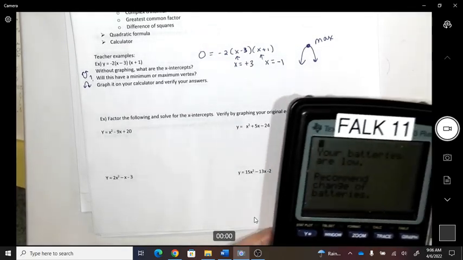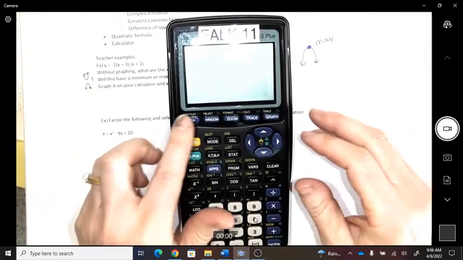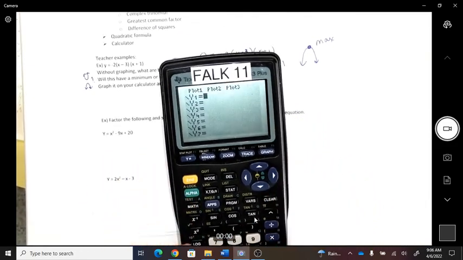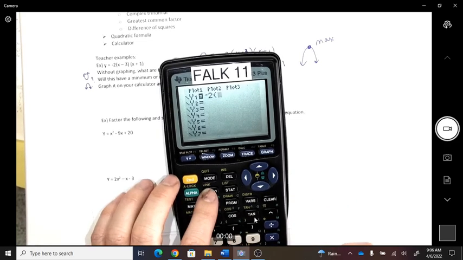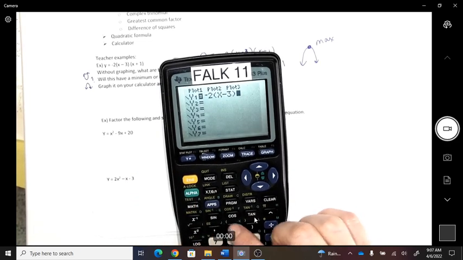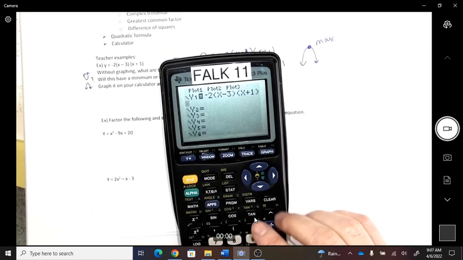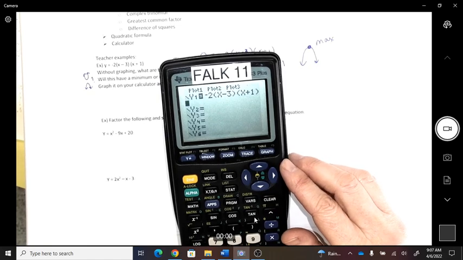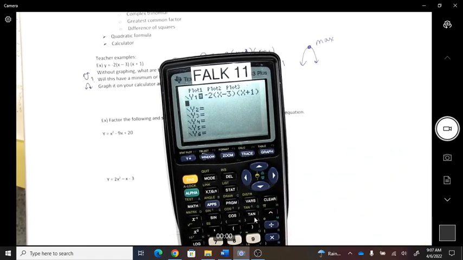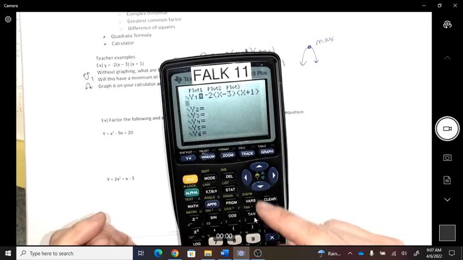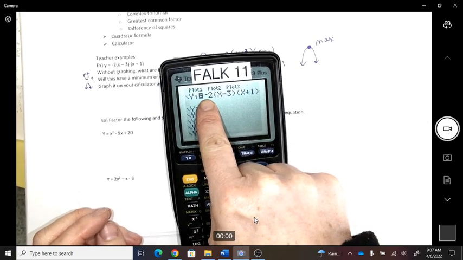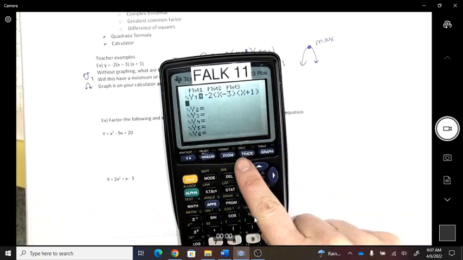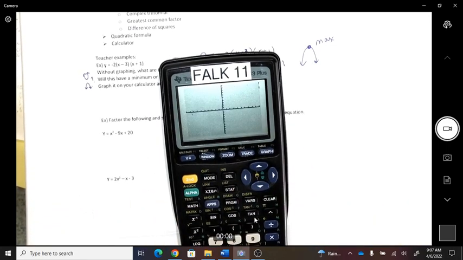Okay, graph it on your calculator to verify what we've done. Okay, so y equals negative 2 bracket x minus 3 bracket, bracket x plus 1 bracket. Okay, so you need the brackets exactly how I've shown. And obviously this is a baby negative on the 2. And then this is a subtract button, right? I'm going to zoom 6 because I don't know what my window was at.